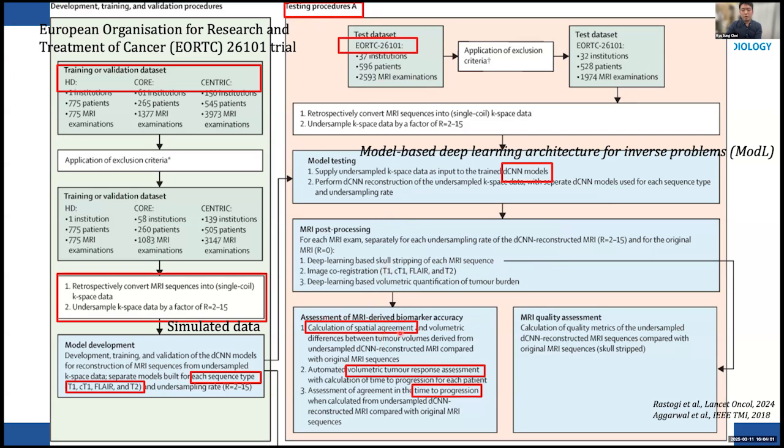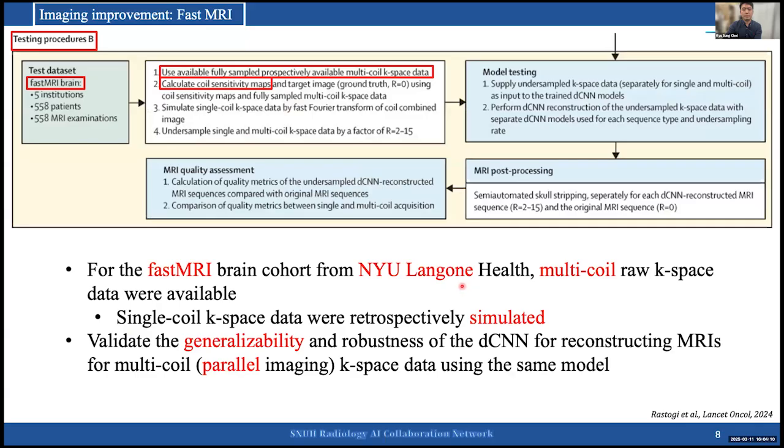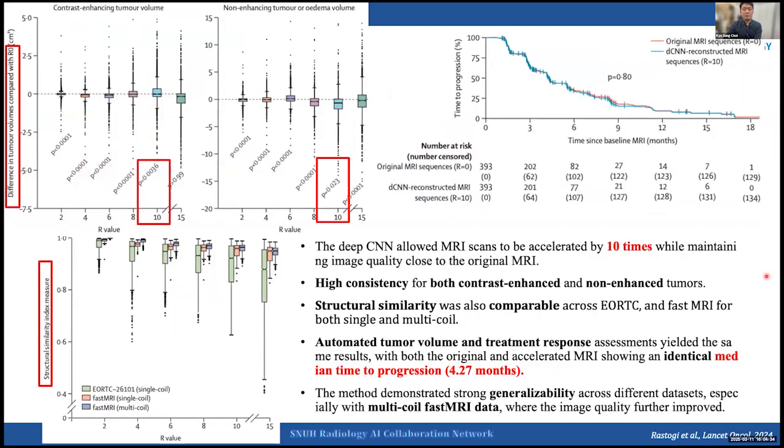They calculated the spatial agreement, volumetric tumor response assessment, and time to progression, comparing the original and undersampled ones. In testing procedure B, for the fastMRI brain cohort from NYU Langone Health, multi-coil k-space data were available, and single-coil k-space data were retrospectively simulated to validate the generalizability of reconstruction models for multi-coil k-space data using the same model. As a result, the deep CNN allowed MRI scans to be accelerated by 10 times while maintaining image quality close to the original one.